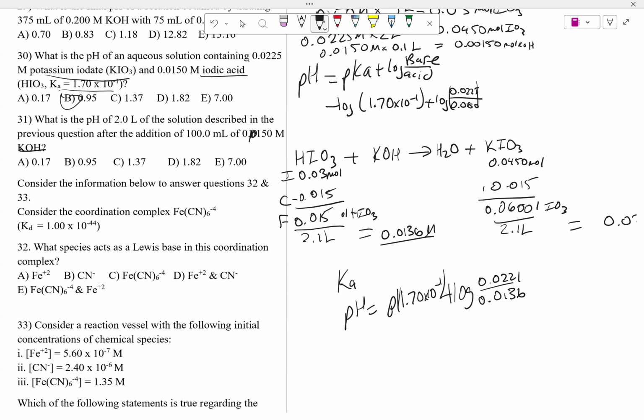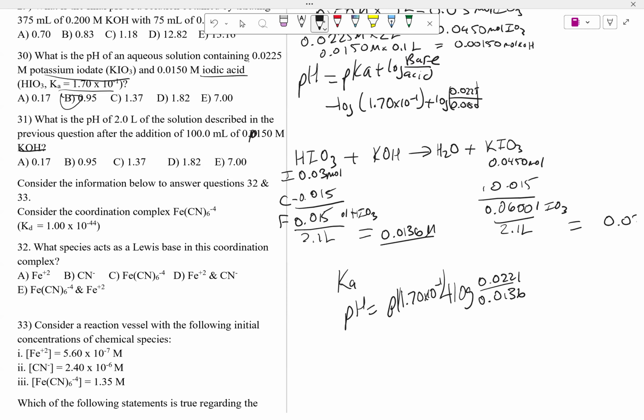So 0.015 divided by 2.1. Okay, and then 0.06 divided by 2.1. Okay, and then the negative log of 1.7 times 10 to the negative 1 plus log of base. So this is the base over masses.